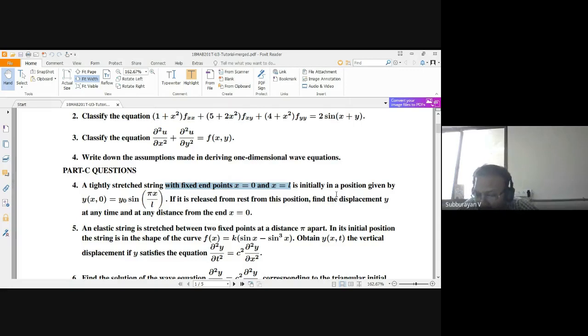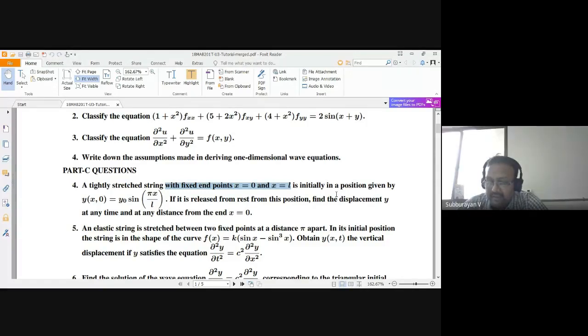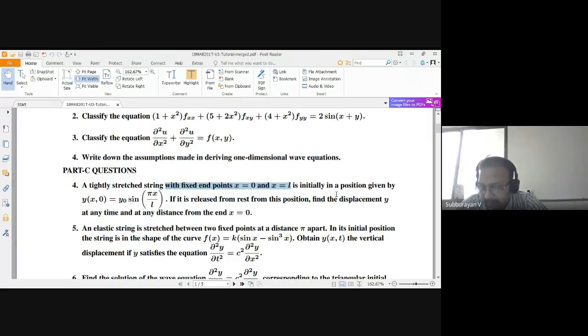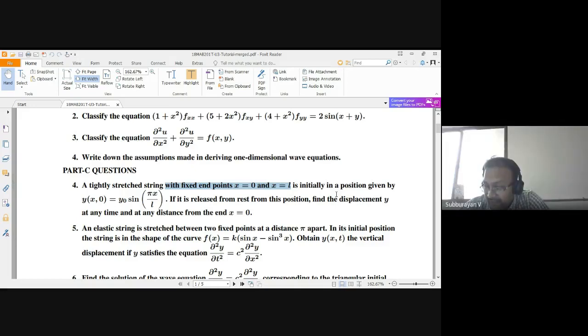What will happen when we substitute the first condition, y of 0 comma t equal to 0? You will get A equal to 0. Do you remember that? Then if you apply the second condition, you will face the situation that B into sin lambda L equal to 0.